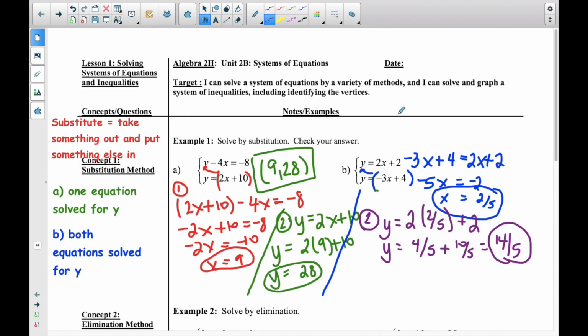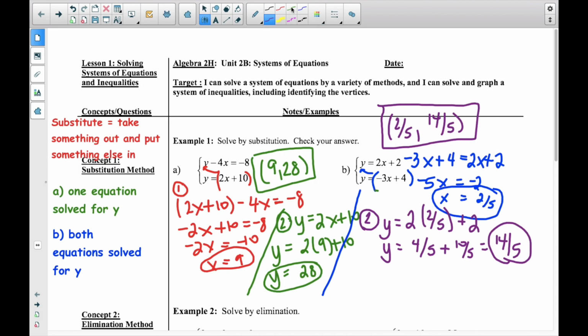So my final answer is the point 2/5 and 14/5. Now again, could we have graphed these and found the intersection point? Yes, we could have graphed them. But if they intersected at this point, that would be pretty hard to tell the exact answer for. So we went ahead and solved it because this way we know what the exact answer is.